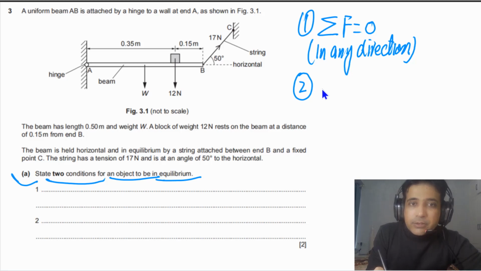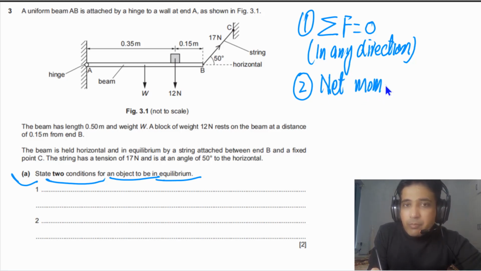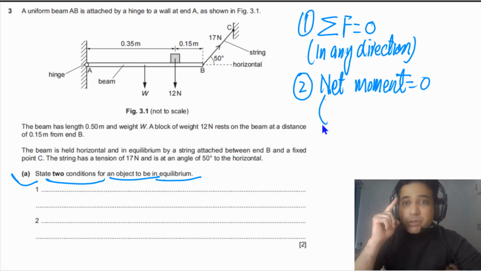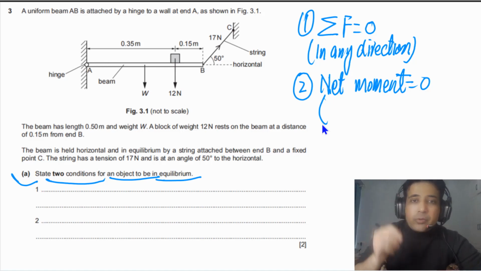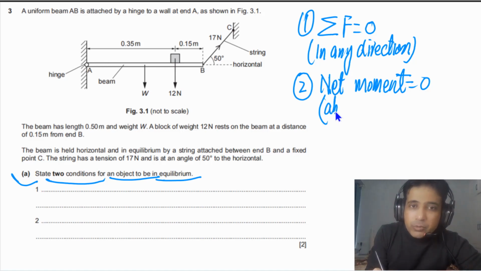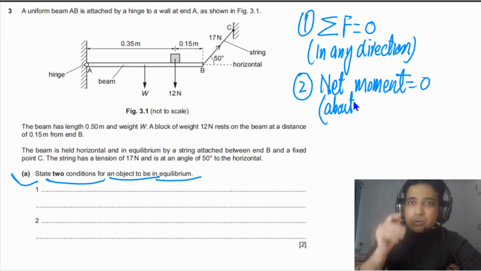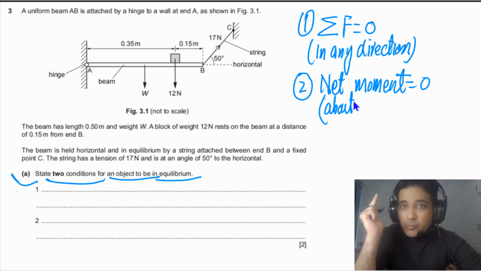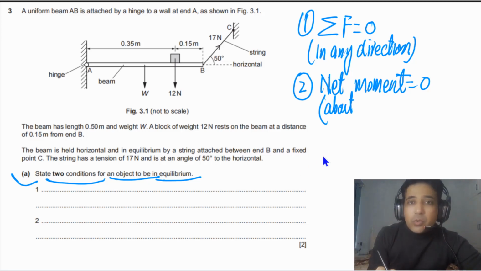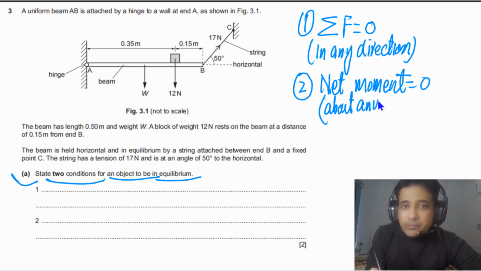And the second condition is net moment has to be equal to 0 about any point. Now simply you can say clockwise moment has to be equal to counterclockwise moment about any point. I mean, if you choose any point and you take the net moment about that point, the sum of clockwise moments has to be equal to the sum of counterclockwise moments.